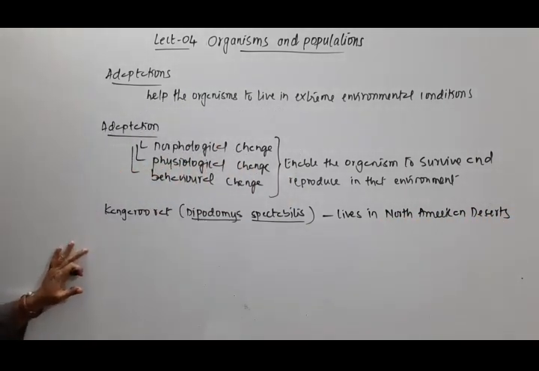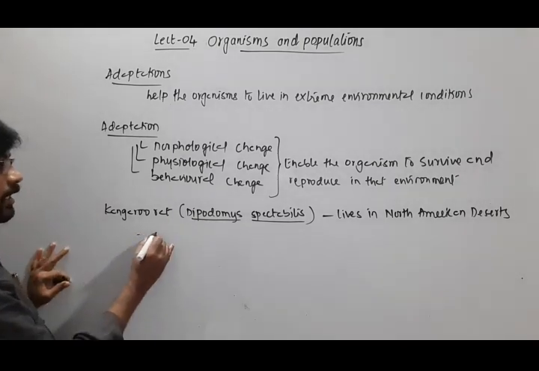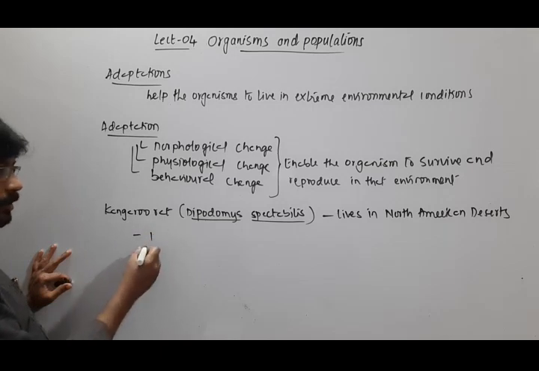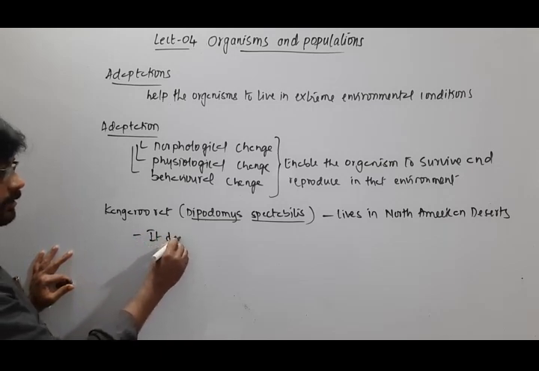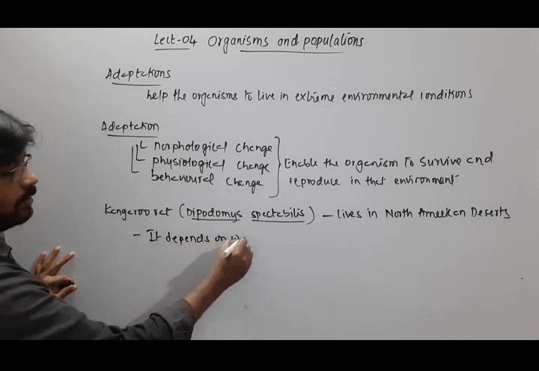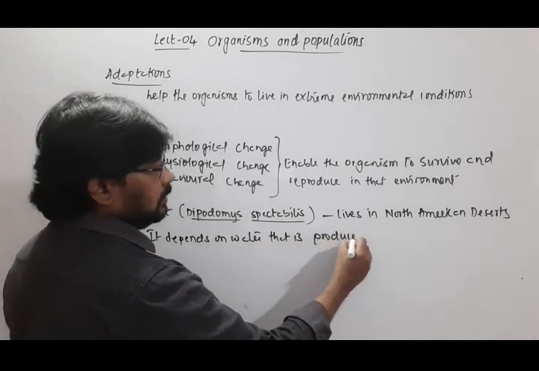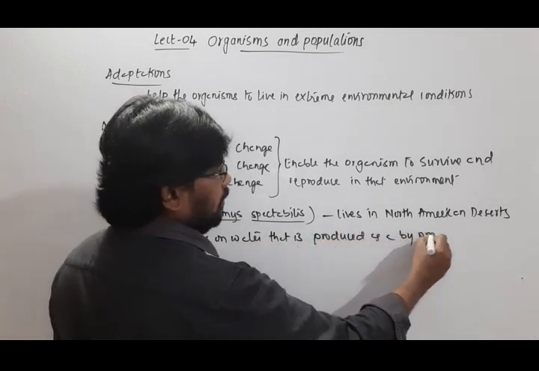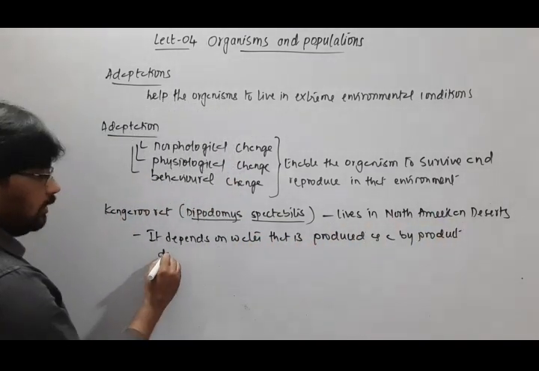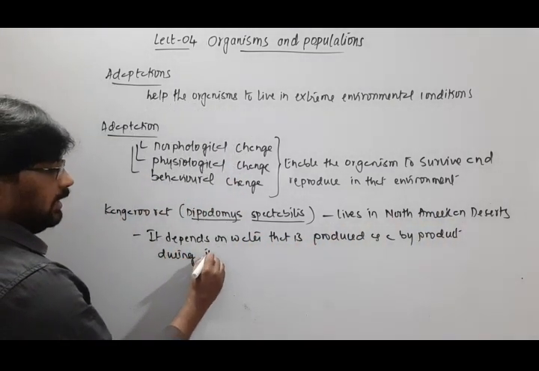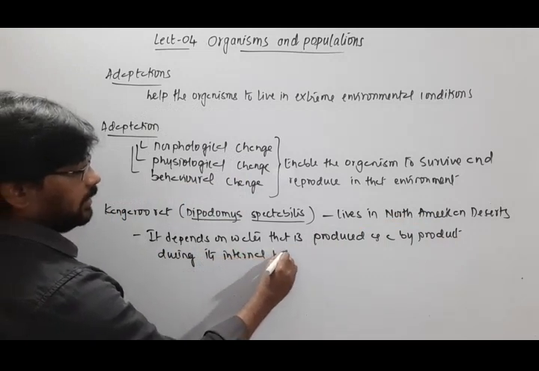Okay, and here we know that deserts means the water availability will be very less. In fact, the kangaroo rat is not worried about the availability of water at all. So here the kangaroo rat depends on water that is produced as a byproduct during its internal fat oxidation.